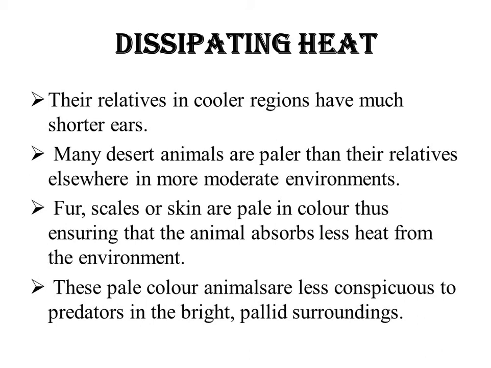Many desert animals are paler than their relatives which are present in the moderate environment. Fur, scale, or the skin which are paler in color ensure the animal absorbs less heat from their environment. Thus the pale color which is developed in these animals is less conspicuous to the predator in bright and pallid surrounding, so the particular color can help the animal to escape from their enemy also.